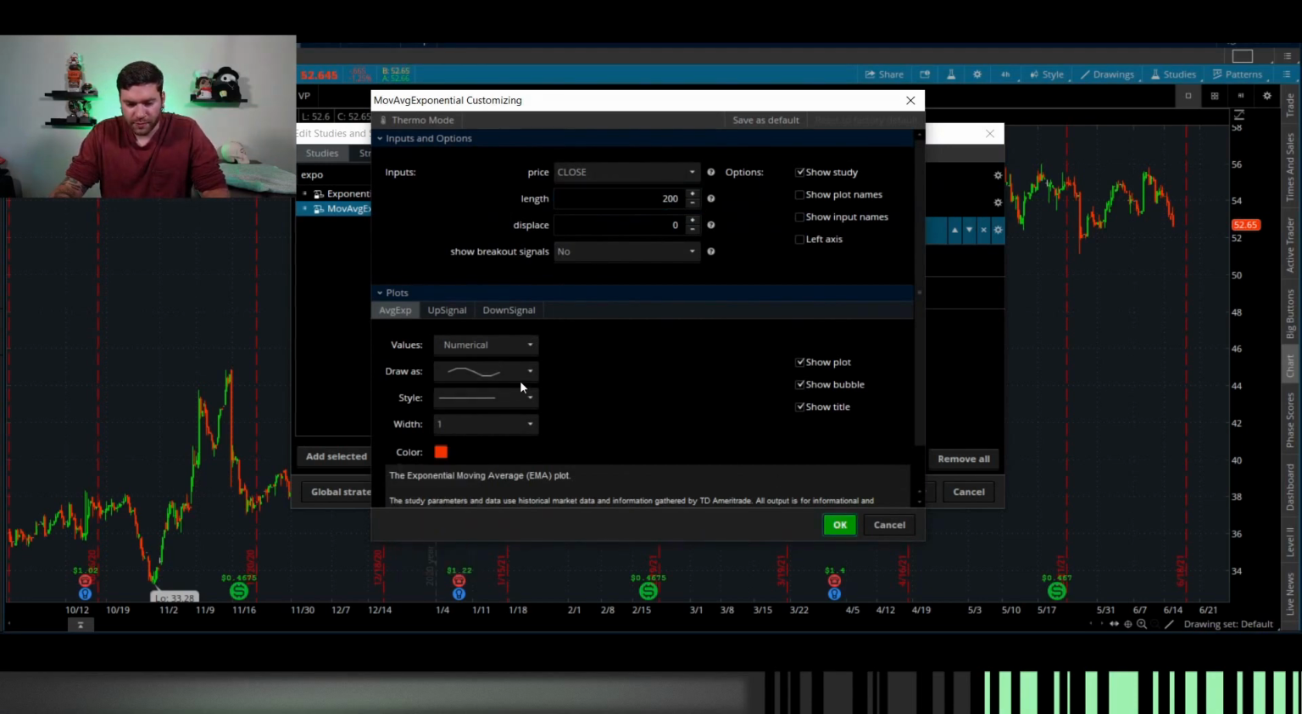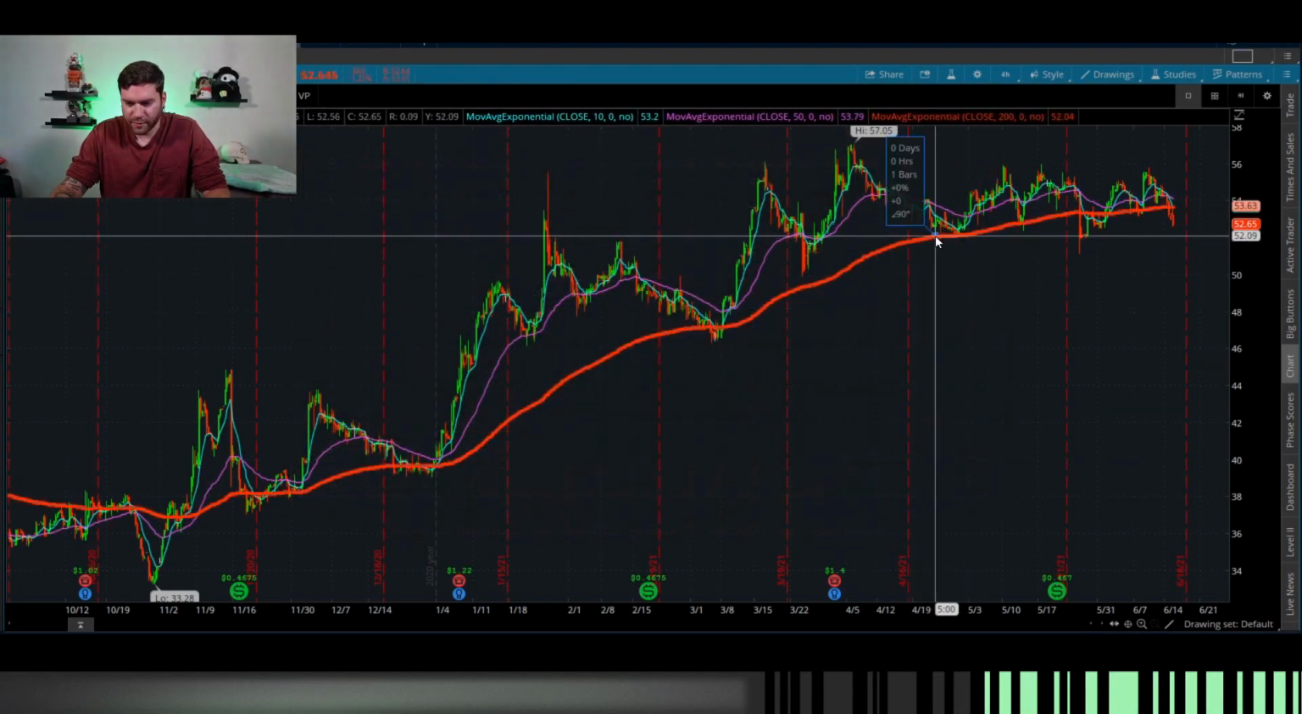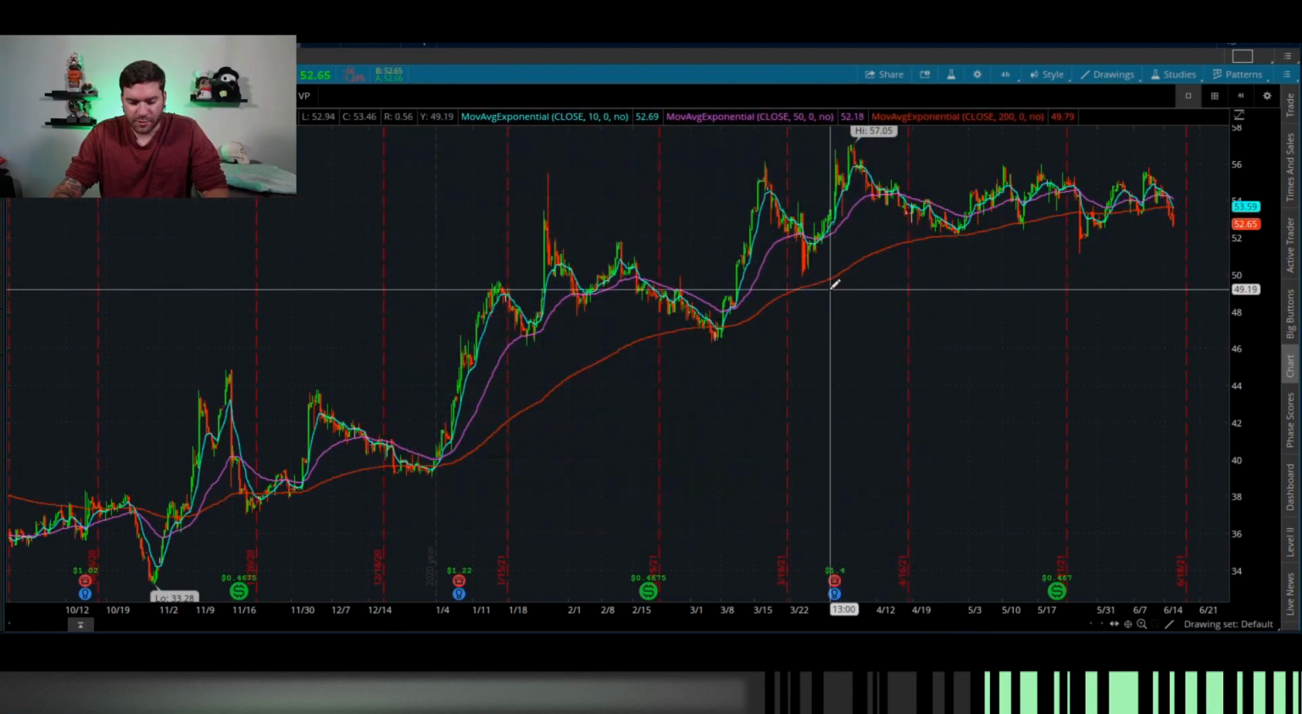Looks good to me. You could also do drawing as dots or whatever you want to do, numerical, Boolean. You can do different styles. You can make the 200 wider if you want to make it more serious, whatever it may be. It's really up to you. I keep it all just 1, 1, and 1. Looks good to me. So what we're looking for with the EMA lines are a few things.